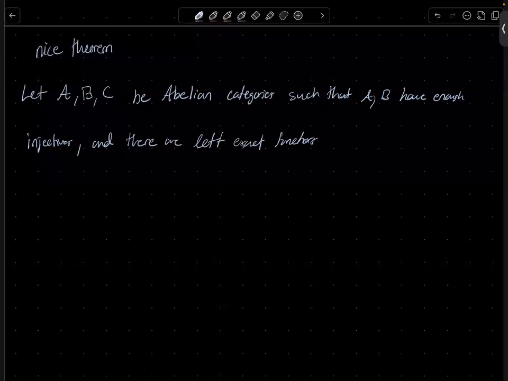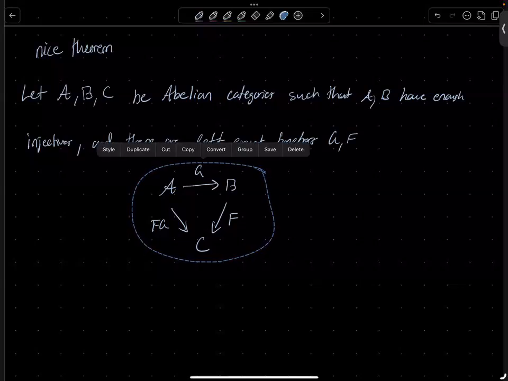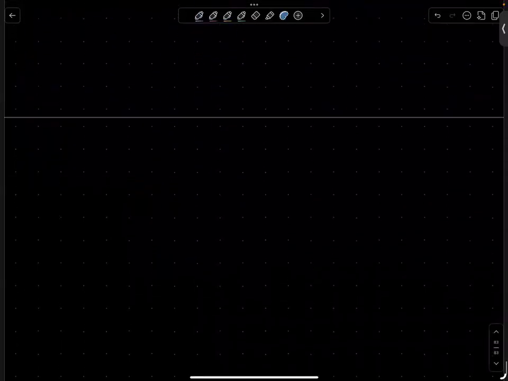So I'll just draw the picture here. There's one from A to B. Let's just call it G. And then I won't write the signatures, I'll just draw the picture. So F from B to C. There's another functor that way, and then we can also look at the composite, which is FG. So I have left exact functors. This is the picture that I have, and I'll copy this for the next page. Okay, so this is the setup.